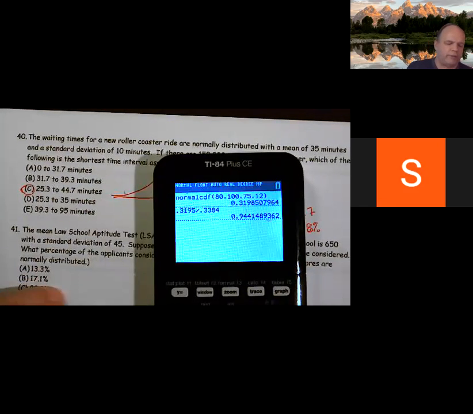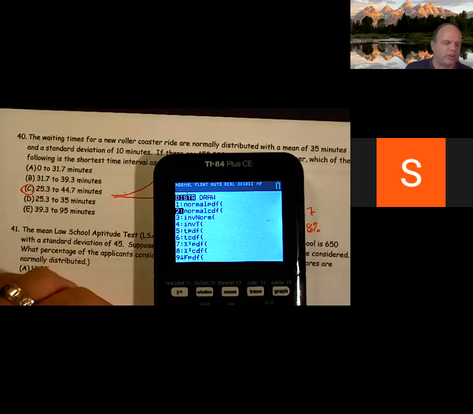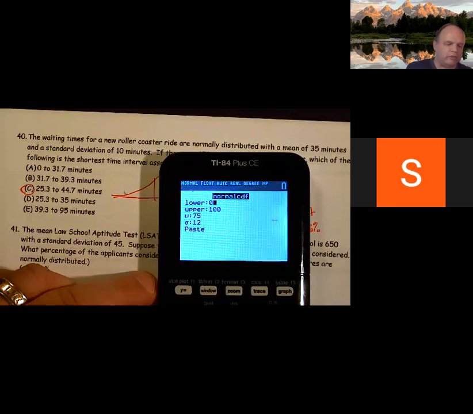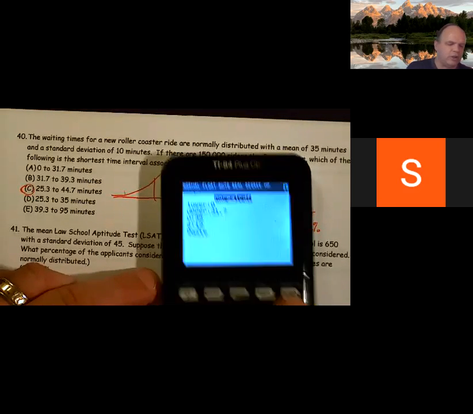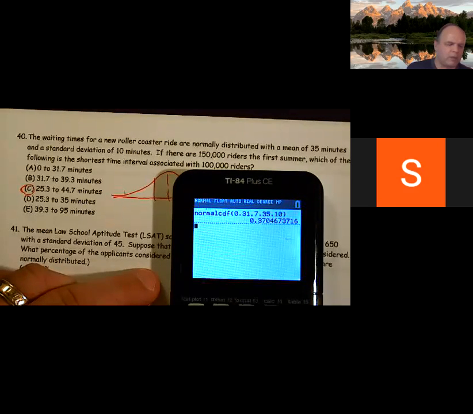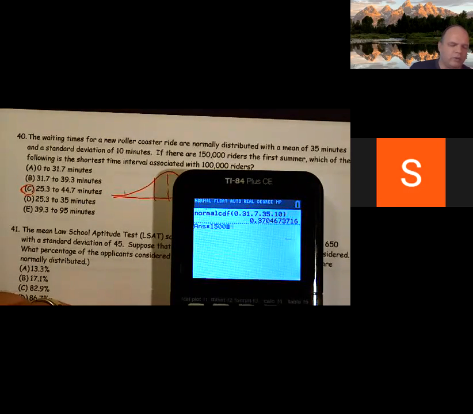You can do a norm CDF for each one of them. And so second bar is normal CDF. And if I didn't have that clue, I could have gone 0, 31.7, mean of 35, standard deviation of 10. I get 0.37 times 150. It's like, oh, that's not the right amount. Second bar, norm CDF, and I keep doing that. I go 31.7 to 39.3 times 150. That still doesn't get me to the 100.